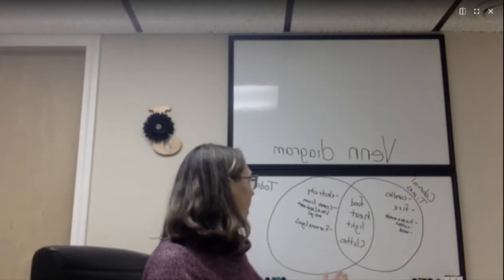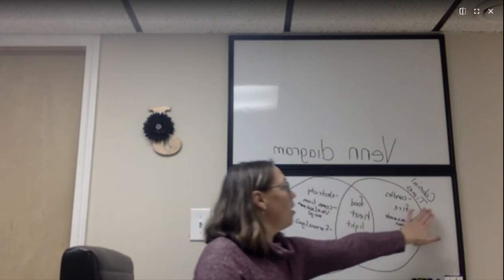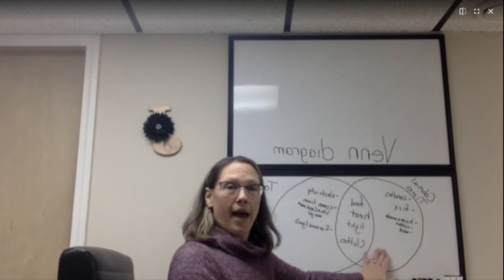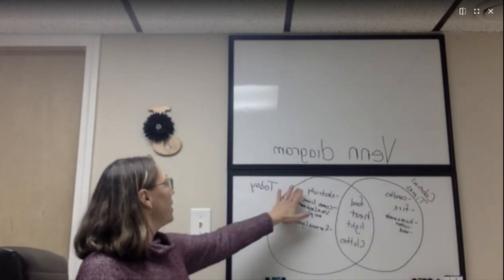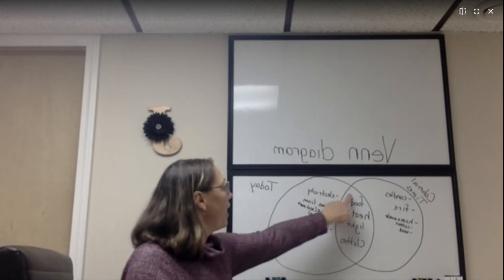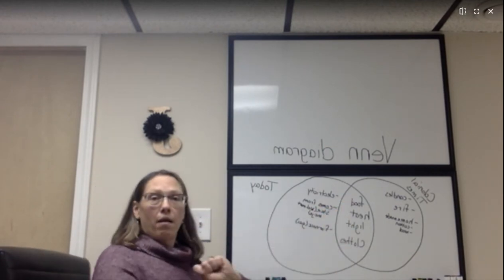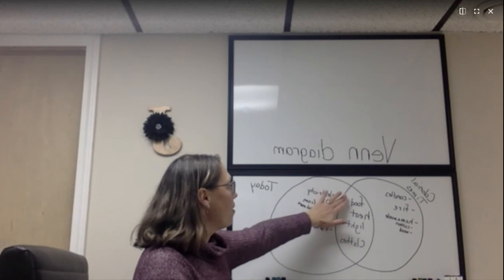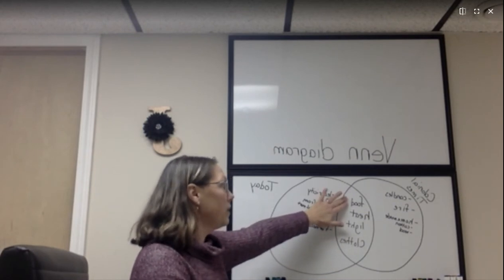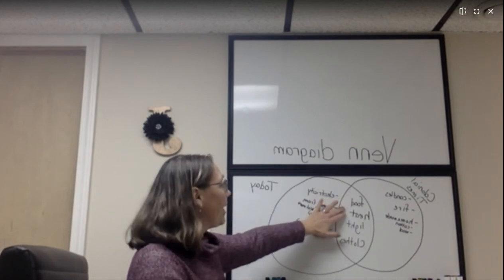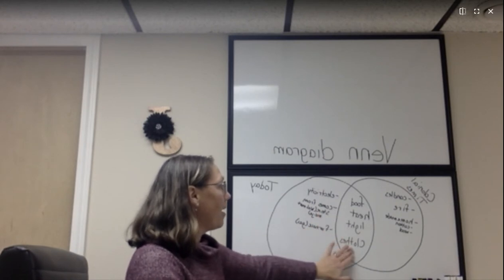So here is our Venn diagram. Colonial times is on this side. Today is on this side. And the items that were the same are in the middle. So we know that during both time periods they had food, heat, light, and clothes.